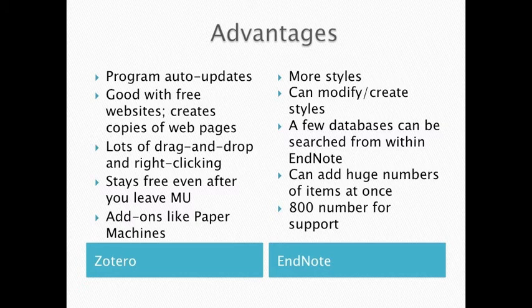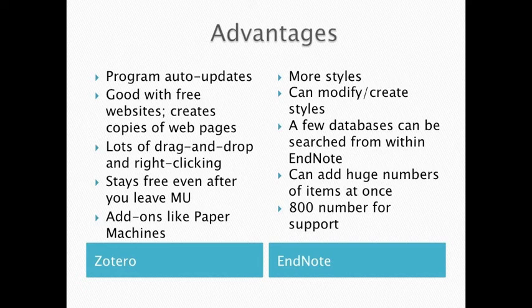Zotero is really good with free websites, and it creates copies of web pages. EndNote doesn't have a really obvious way to do that. I mean, you can kind of create entries for free web pages by hand, and a lot of the creation of the citations for free web pages in Zotero does end up having to be by hand, but it is nice that it creates that mirror.